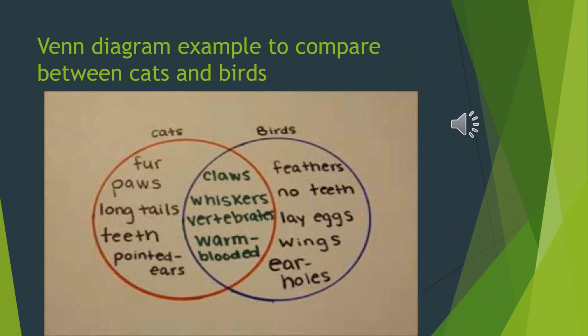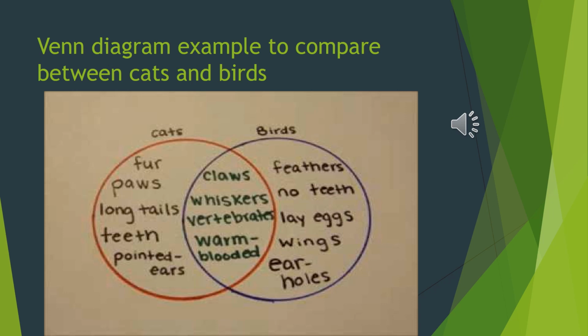In this slide, my dear students, we're going to use the Venn diagram to compare between cats and birds. We'll see here the differences between the cats and birds. Cats have fur, paws, long tails, they have teeth, and also they have pointed ears.